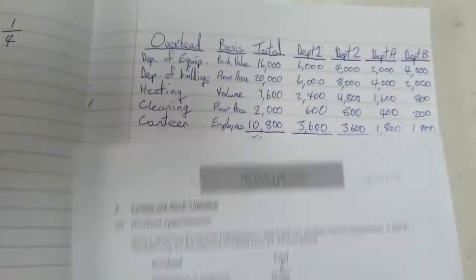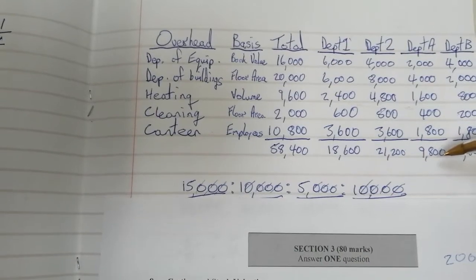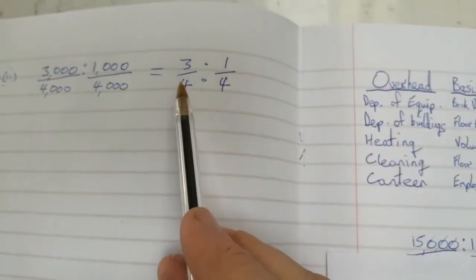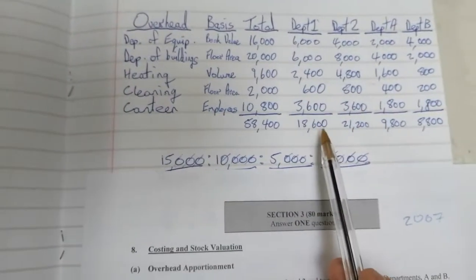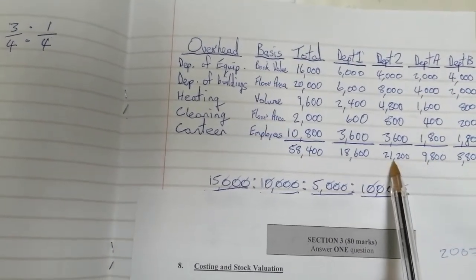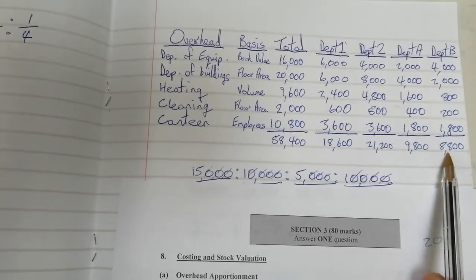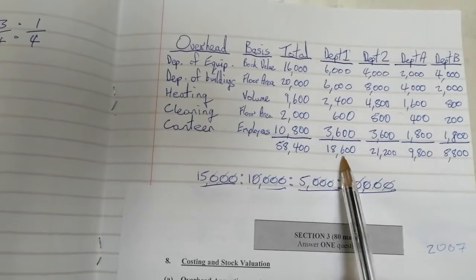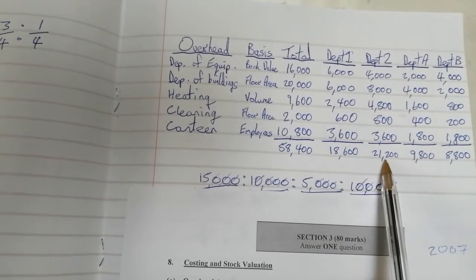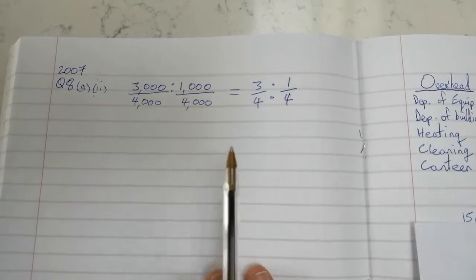What we're going to do is take all of Department A's costs, 9,800. We're going to take 3/4 of it and add that onto Department 1's costs, and take 1/4 of this 9,800 and add it onto Department 2's costs. Also with the 8,800 in Department B, we're going to take 3/4 of that and add it onto Department 1's costs, and 1/4 of it and add it onto Department 2's costs. Is that all right? So we can first work out the figures, and after that I'll show you a nice way to lay it out.